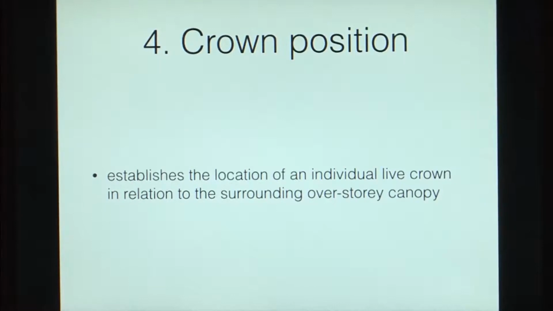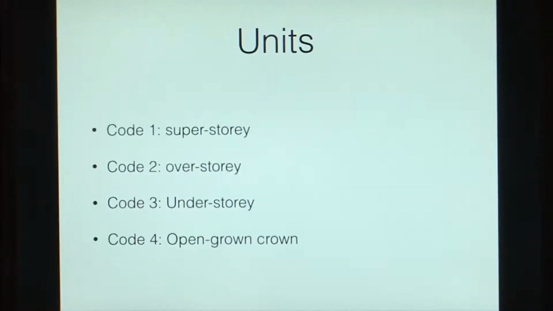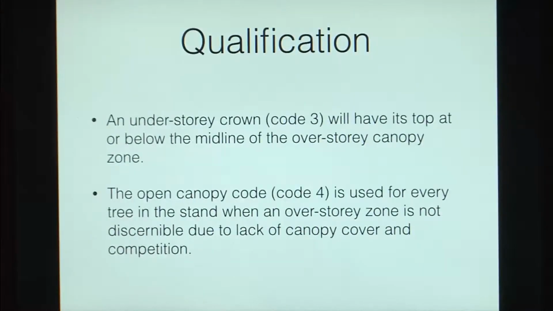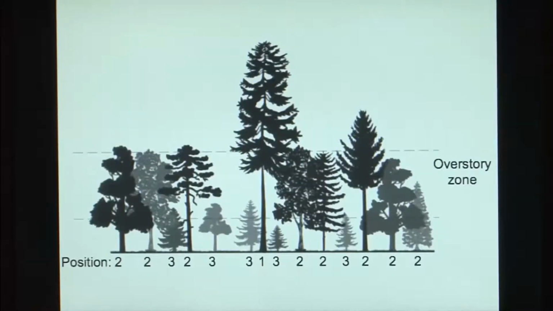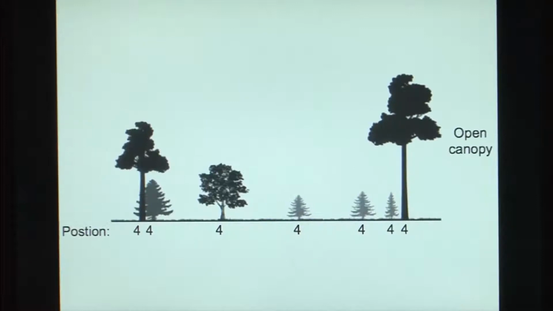Next we looked at crown position, which establishes the location of an individual live crown in relation to the surrounding over canopy. Here we defined 4 codes, that is super story, over story, under story and the open growth crown. In this case we first go for the average height, which will give us an over story zone, then we find out 50% of that height, and that can be used to classify our trees into 1, 2 or 3. And in cases when our trees are grown very separate from each other and there is no competition, there is an open canopy, then we give it a code of 4.